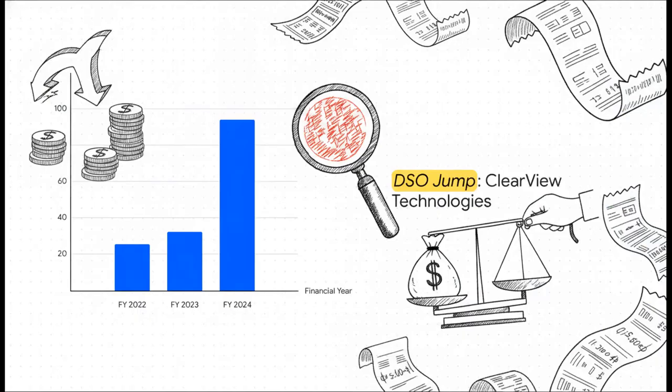Let's put this into perspective with some illustrative data from ClearView Technologies. Their honest revenue was rupees 3,840 lakhs, but by recognizing revenue up front on multi-year contracts, they manipulated it to appear as rupees 4,800 lakhs. That is an artificial inflation of rupees 960 lakhs. Because of this little trick, their days sales outstanding jumped from 25 days all the way to 94 days. Basically, this means they are aggressively booking revenue way faster than they are actually collecting the cash.